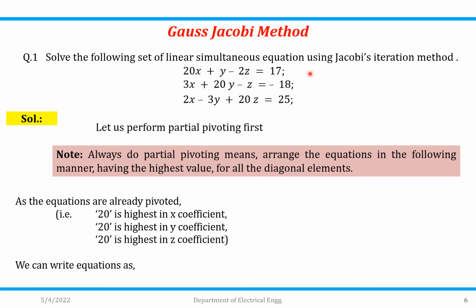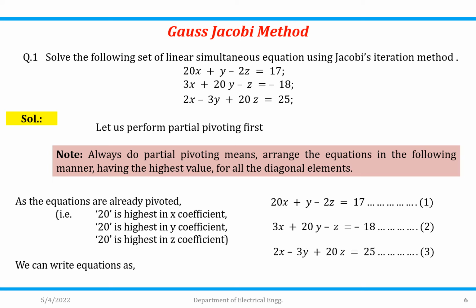Now leave this equation, check the two remaining equations and check the coefficient of y. In the second equation the coefficient of y is greater, so that's why this equation will be equation number 2 and the remaining equation will be equation number 3. So this is equation number 1, equation number 2 and equation number 3.